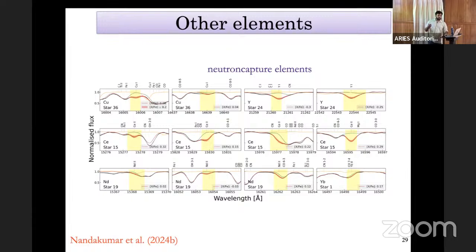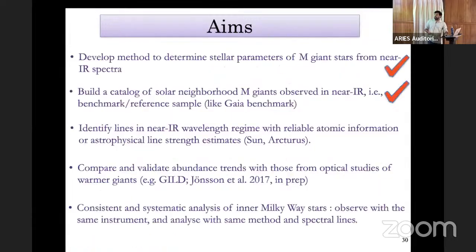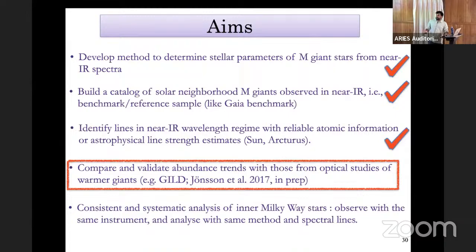And we are able to reproduce or synthesize these lines very well. So coming back to the aims again, I have now done this part where we have identified at least 21 elements and estimated abundances for them for the 50 solar neighborhood stars. And now the next step is to carry out a comparison and validation of these abundance trends.